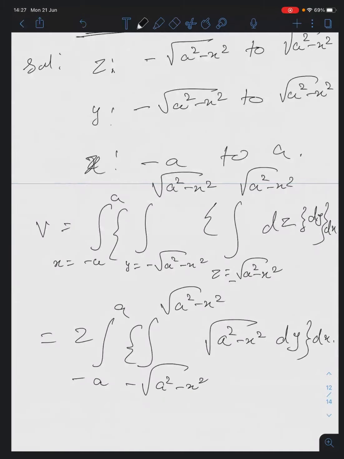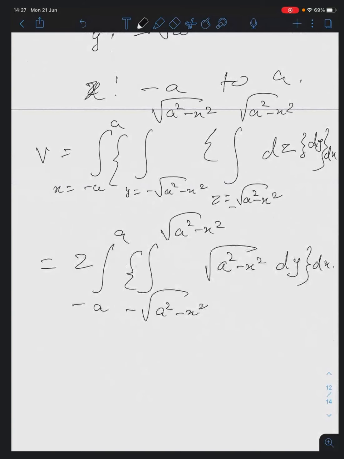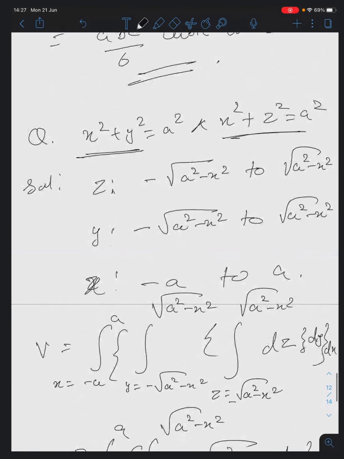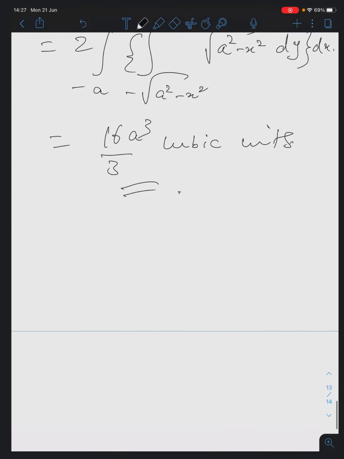From here, is it not the same question that you have done previously? Same. So even if you solve this, what will be the answer? I think you got 16a cube by 3 cubic units. Okay, so that's the only thing we are doing here. You don't have any function for this triple integral. Just the triple integral dx dy dz is the volume you are going to get. Okay, these two we have done by using the double integral also.